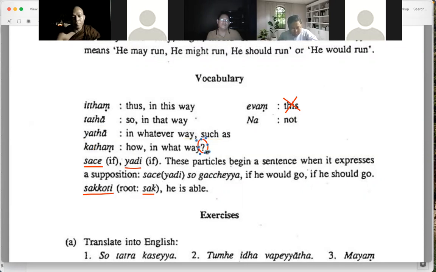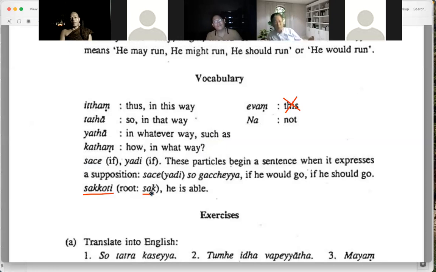So saji and yedi, another one is ce. They mean if. They are used at the beginning of a sentence, but ce is in the second place of a sentence. And then the last verb is sakkoti from the root sak. So the sign is unha, sakkunati. He is able or he can.